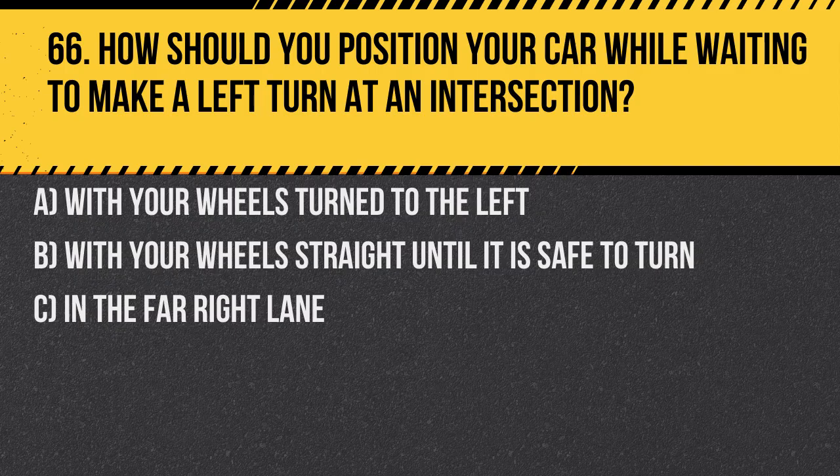Question 66. How should you position your car while waiting to make a left turn at an intersection? A. With your wheels turned to the left. B. With your wheels straight until it is safe to turn. C. In the far right lane. Answer: B. With your wheels straight until it is safe to turn. Keeping your wheels straight prevents you from being pushed into oncoming traffic if hit from behind.